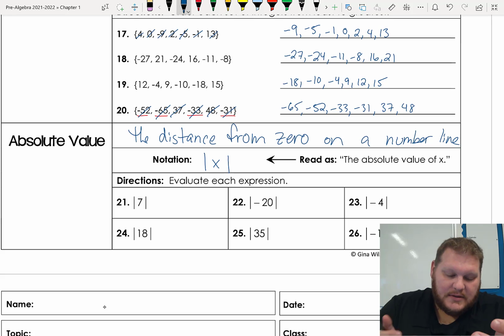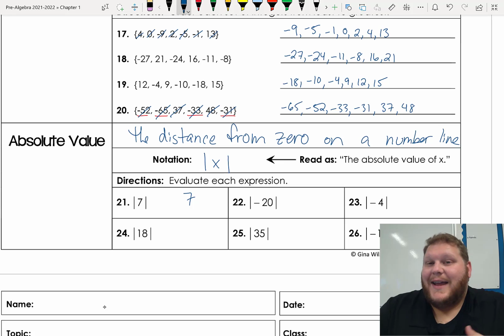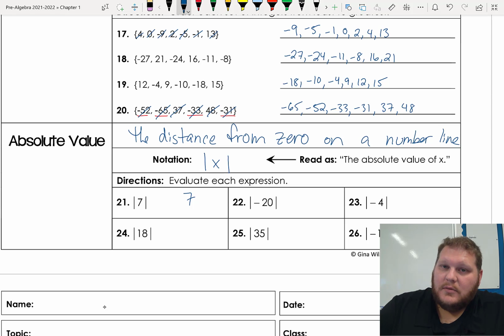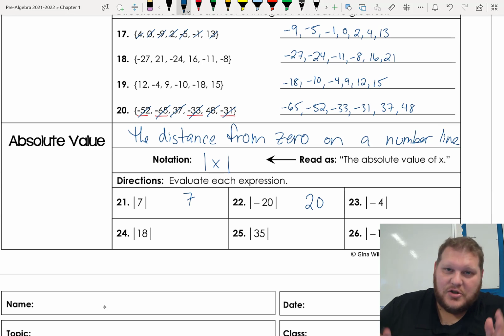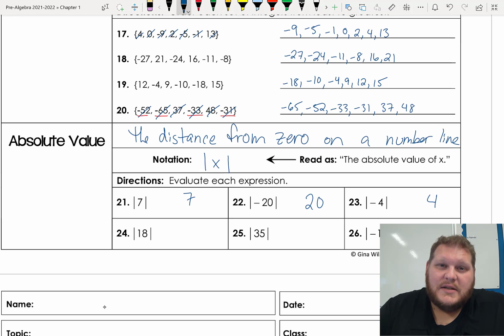So if my number is 7 inside the bars, 7 is obviously 7 units away from 0 on the number line, so the absolute value of 7 is 7. If I had the absolute value of a negative number, negative 20 is 20 units away from 0 on the number line. If I was starting at negative 20, I would have to count 20 spaces to get up to 0 on the number line. So while in practice, it does kind of just make everything positive, the definition of it is a little bit different. It's the distance away from 0 on the number line.